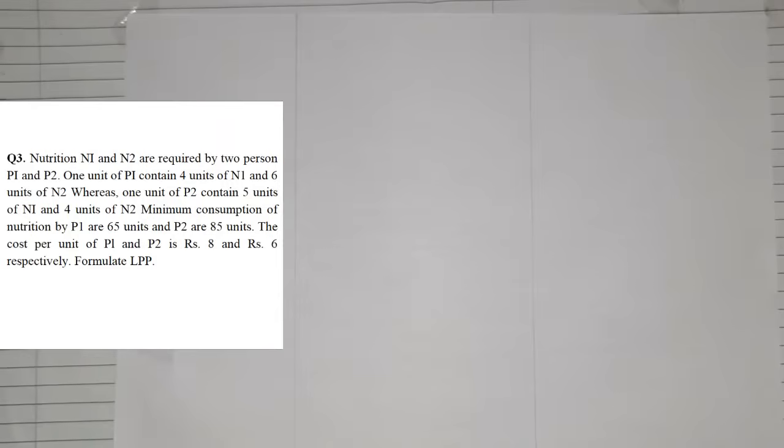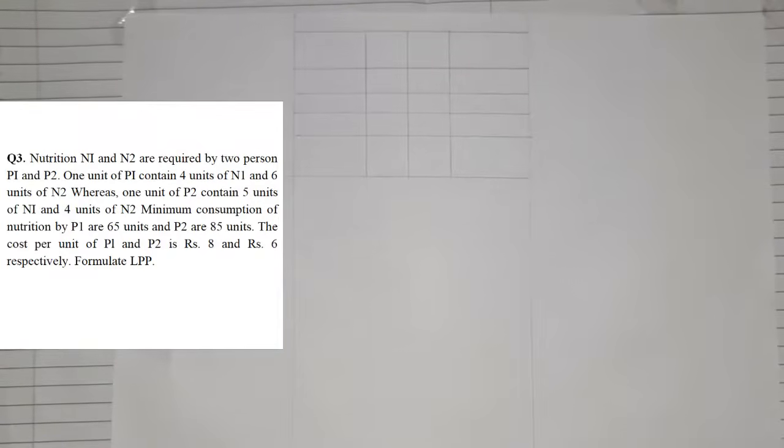Nutrition N1 and N2 are required by 2 persons P1 and P2. So now there are 2 persons here, and 2 nutritions are given. So it's basically 2 by 2 basis. So first let us draw the table, and then we'll see how to post the values.